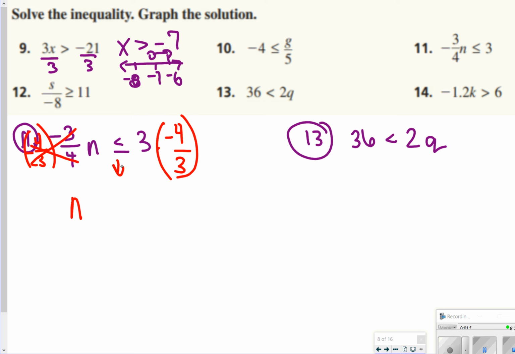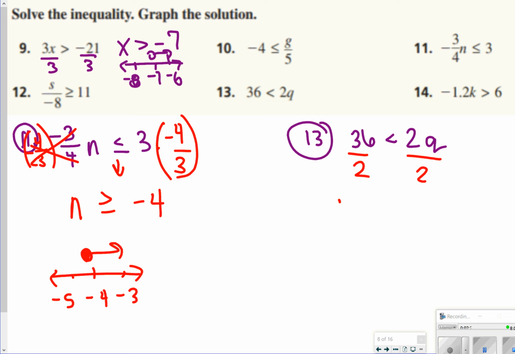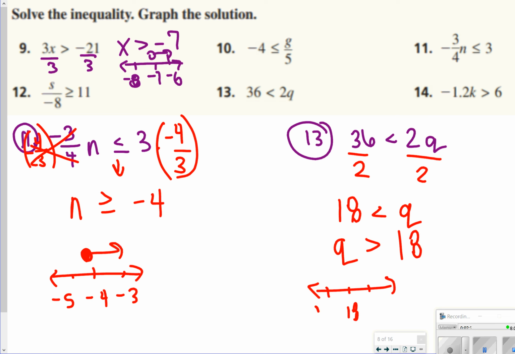Since we did multiply by a negative number to solve this, less than or equal to is going to change to greater than or equal to, and then 3 times negative 4/3 is negative 4. So n is greater than or equal to negative 4 for my answer. That's a closed circle pointing to the right for number 11. For number 13, I'm just dividing both sides by 2. I get 18 is less than q, or I can rewrite that as q is greater than 18. To graph that, we have an open circle pointing to the right.